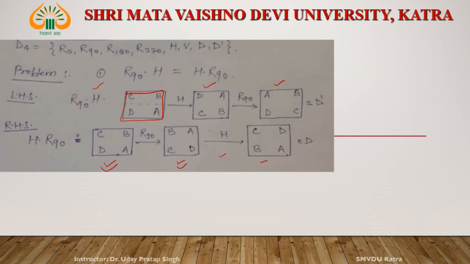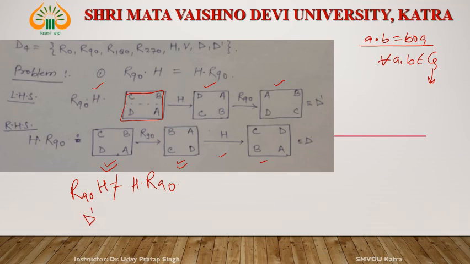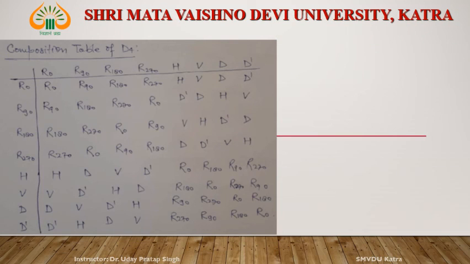This is D. Now see, if ab is equal to ba for all a, b belonging to G, then G is commutative. G is a group; if it satisfies this, then it is commutative. The dihedral group is not commutative. Why? Since we already checked in this example, R90 H does not equal H R90. This is D dash and this is D, so they are not equal. The composition table we will discuss later on.